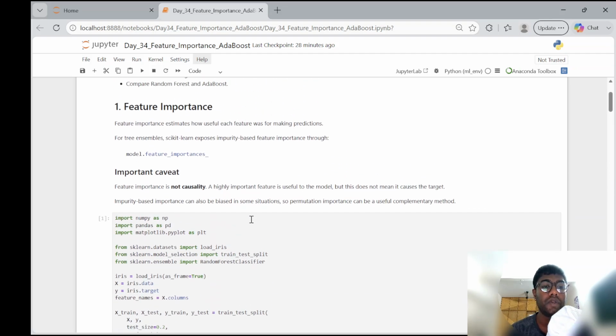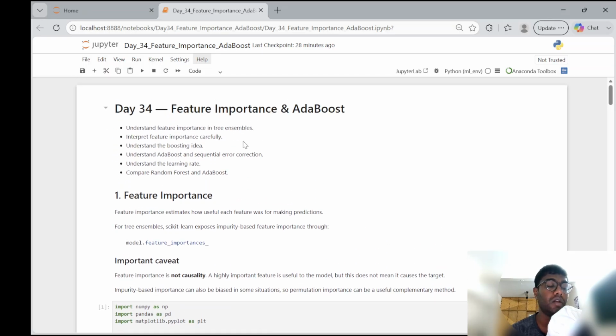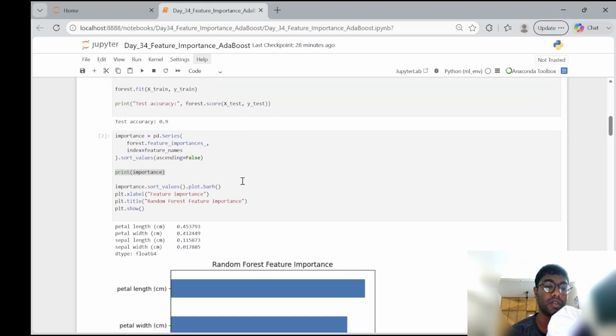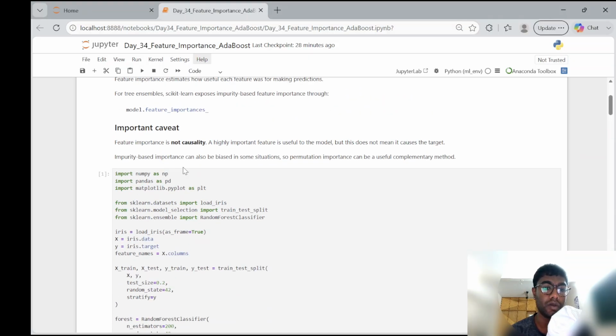Next is feature importance, which estimates how useful each feature was for making predictions. We have looked at many different machine learning examples like house price prediction or the MNIST dataset. Many times we have seen that certain features have higher importance, like for example in our iris dataset, which we are going to see again. Petal length and petal width have higher importance. So that's one thing to note.